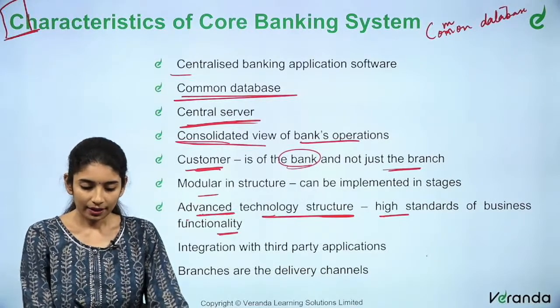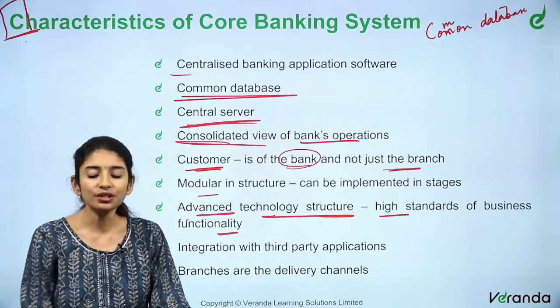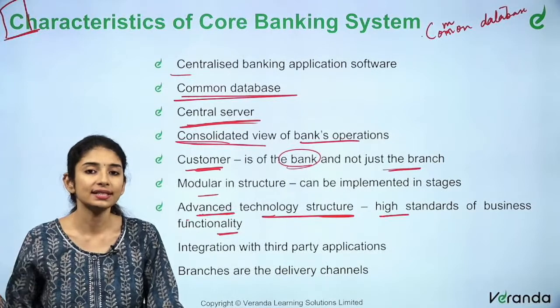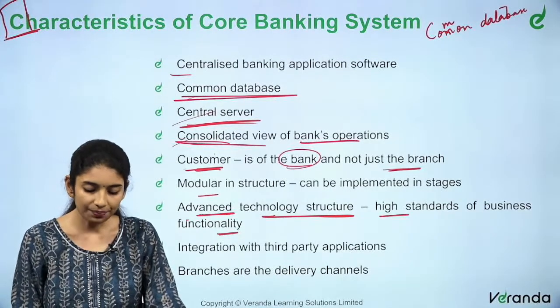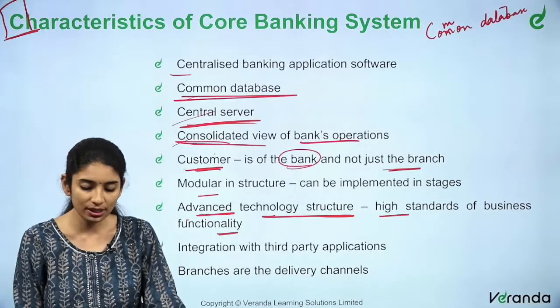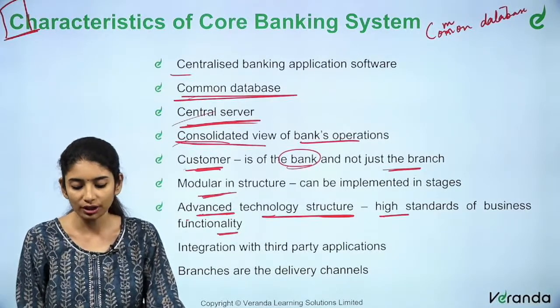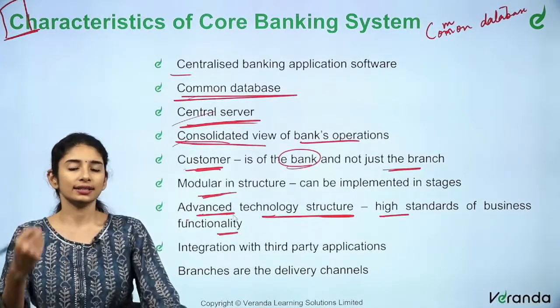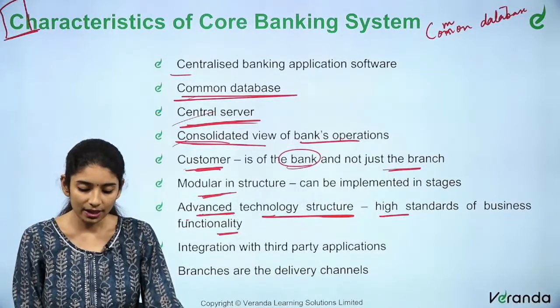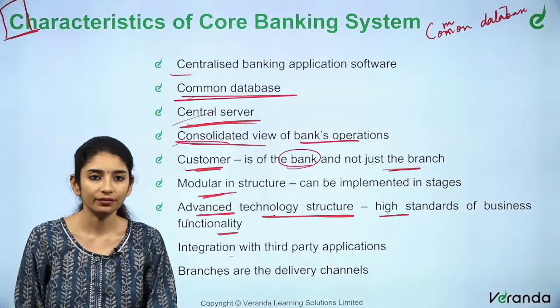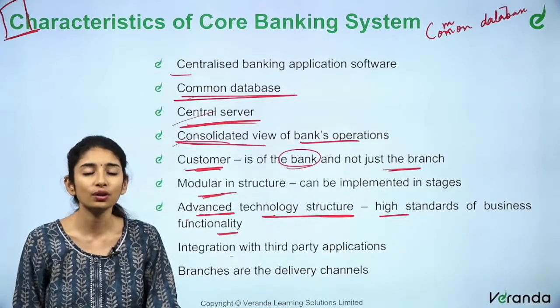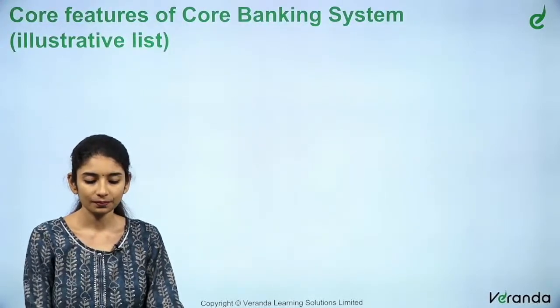Clear? So the characteristics of core banking: common database, central server, consolidated view. The customer is the customer of the bank and not just the branch. It is modular in structure. The technology structure is very advanced. Integration with third-party applications, and branches are the delivery channels. These are the characteristics of the core banking system.